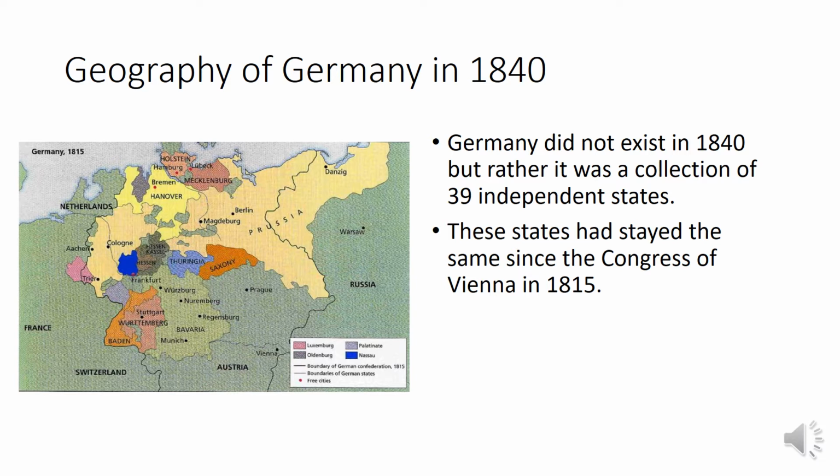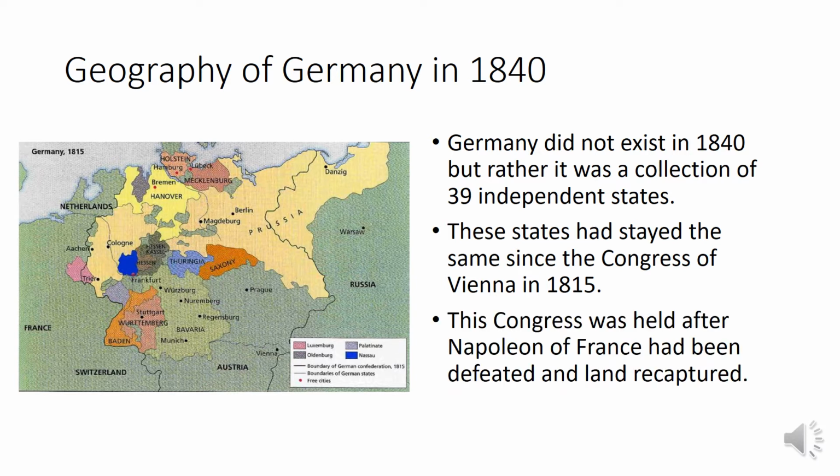The states had been this way since the Congress of Vienna in 1815. The Congress of Vienna was held after Napoleon of France had been defeated, and under Napoleon, France had invaded much of the land of Germany. They'd gone all the way across to Berlin, which you can see in the east of Germany here, and they'd controlled that land for a number of years.